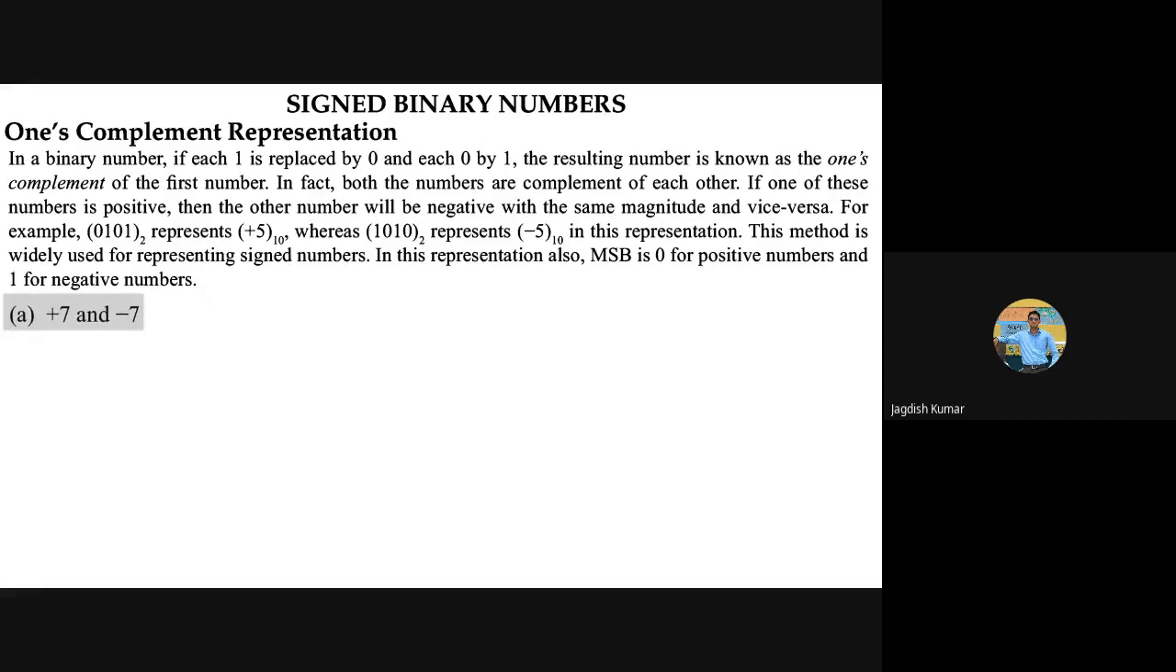Plus 7 is simple, very good. Then what will be minus 7? What will be minus 7 is 1, 0, 0, 0, right? So in ones complement, 1, 0, 0, 0 will be minus 7.